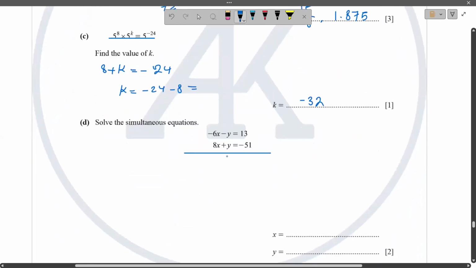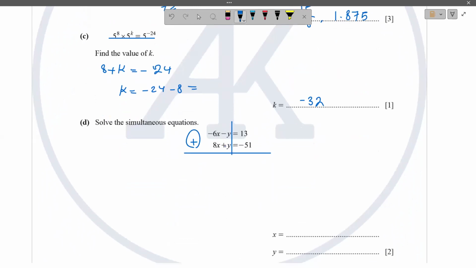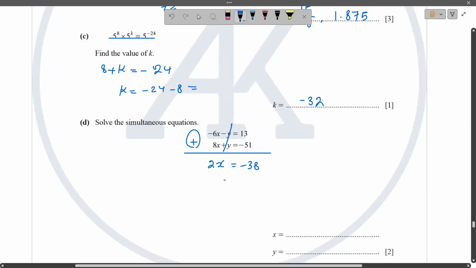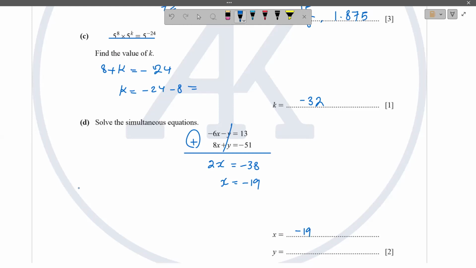Solve the equation. We have the same coefficient of y, but different sign. So I'm going to add, to remove y. This will be 2x equals 13 plus negative 51, which is negative 38. So x equals negative 19. Then substitute to get y. 8 multiplied by negative 19 plus y equals negative 51.